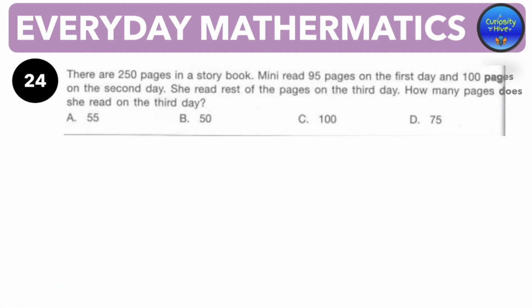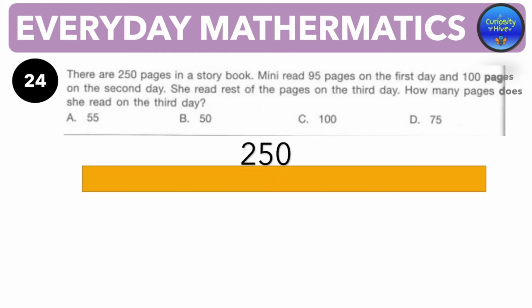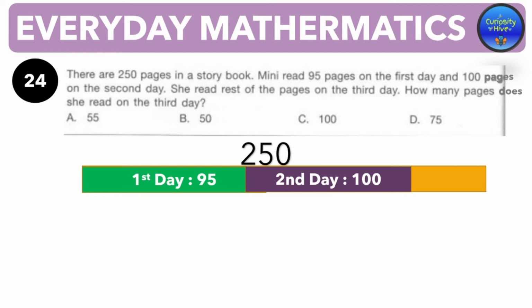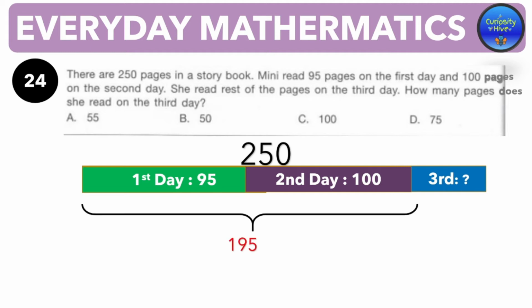Well, I hope you've got this right. It's the same way. So there are the total number of pages, which is 250, which is our longest bar. Now within this bar, on first day she reads 95 pages, second day is 100 pages. So the remaining block she reads in third day. To find that, first we'll count the sum of first and second day, which is 100 plus 95, that is 195. And that we'll subtract from 250 to get our third day count. So third day she reads 250 minus 195, which is equal to 55. So your right answer again is option A here.